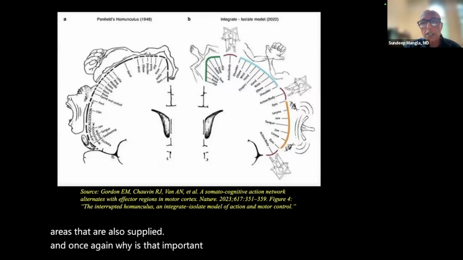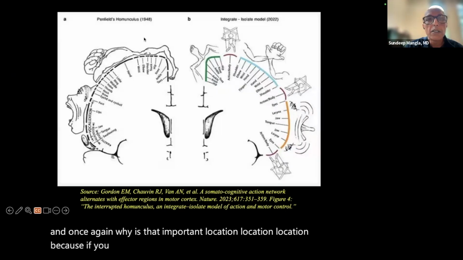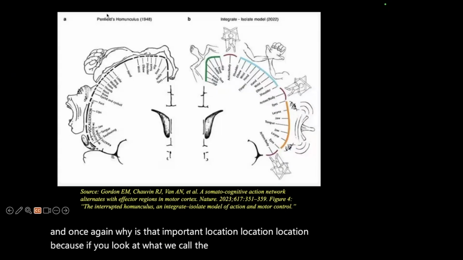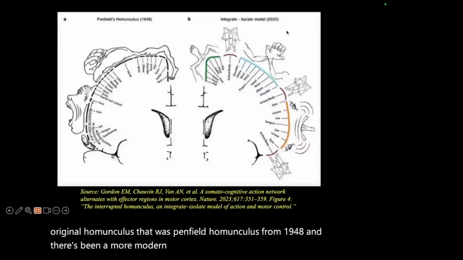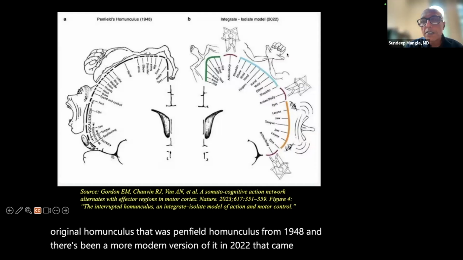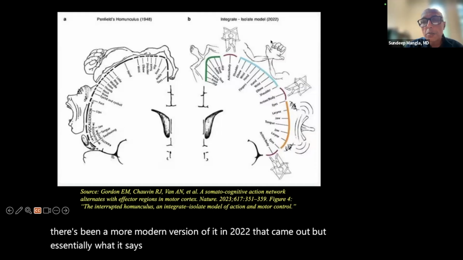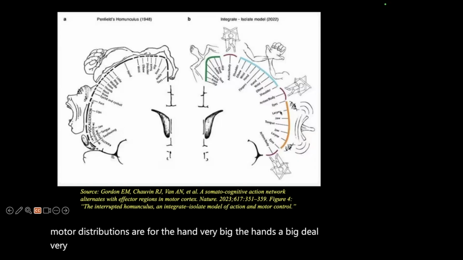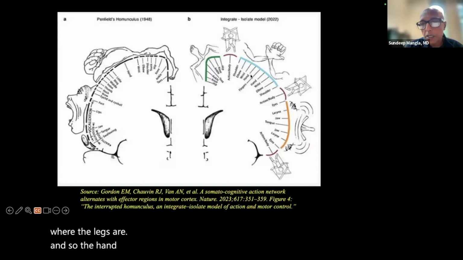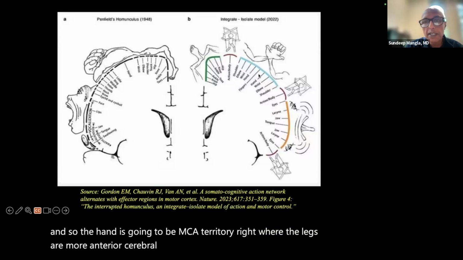Location, location, location. Because if you look at what we call the homunculus, this is the original homunculus, Penfield's homunculus from 1948. And there's been a more modern version of it in 2022 that came out. But essentially what it says is, you see where the motor distributions are for the hand, very big. The hand's a big deal, very well represented on the brain. And then you also see where the legs are. And so the hand is going to be MCA territory, right? Where the legs are more anterior cerebral artery territory, ACA.